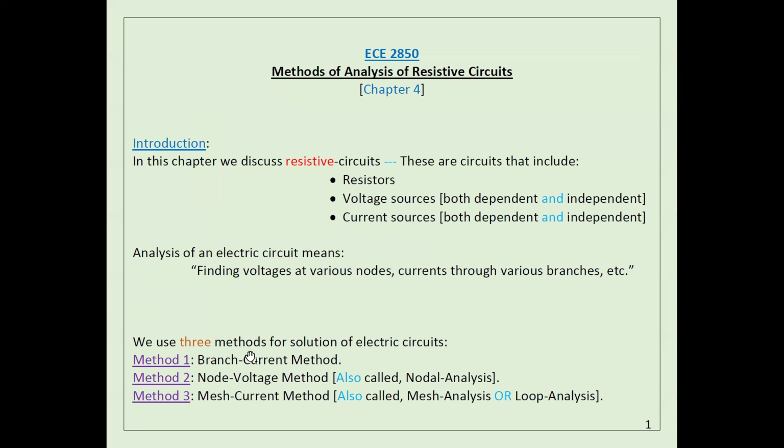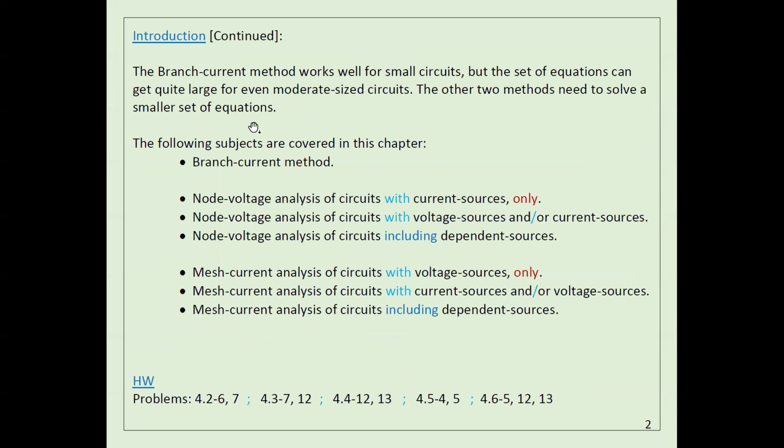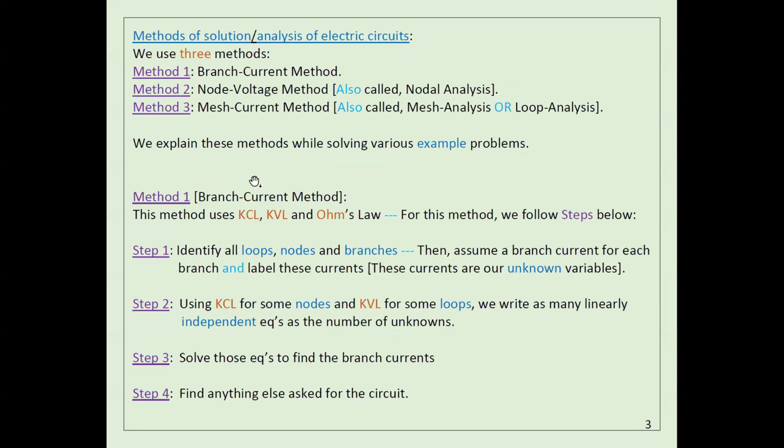So let's start with the first one. And the first one, again, nothing is new. It's exactly the same thing I explained in chapter 3. The first method here is the branch current method. In this method, we are using Kirchhoff current law, Kirchhoff voltage law, and Ohm's law. In the other 2 approaches, we use Ohm's law and one of these 2. So in the first approach, we use current law and voltage law, Kirchhoff and Ohm's law. But in one of the other 2 approaches, I'm going to use Ohm's law with the Kirchhoff voltage law only.